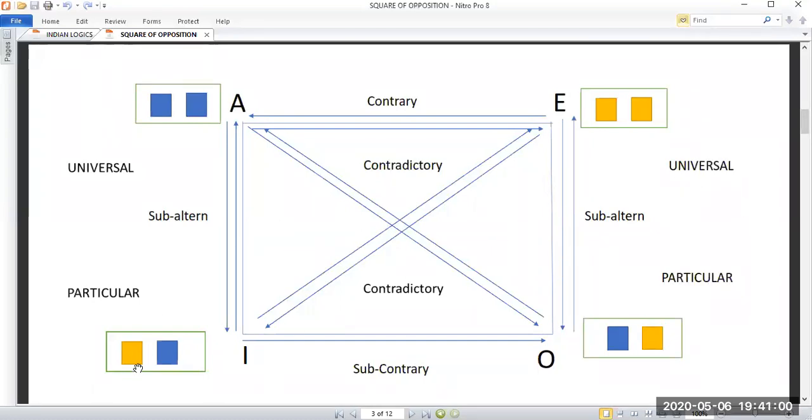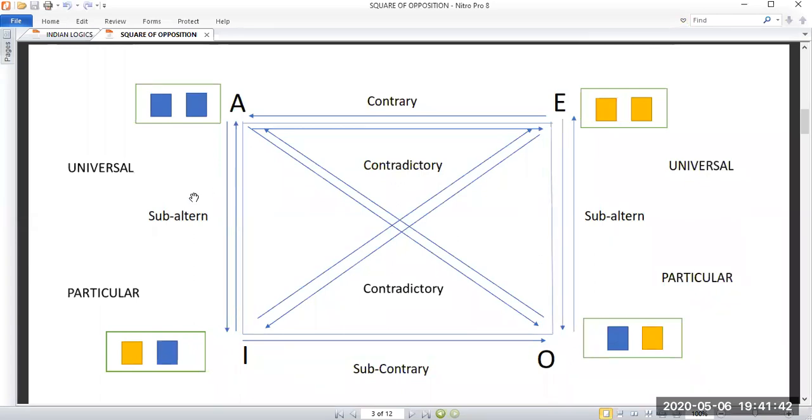Third is some balls are blue. That means at least one should be blue. So make note of it: at least one should be blue. And in O type, some balls are not blue. That means at least one should not be blue. Okay, there is a difference here. In the I case, at least one should be blue. If you take the O case, at least one should not be blue. That is the case here.